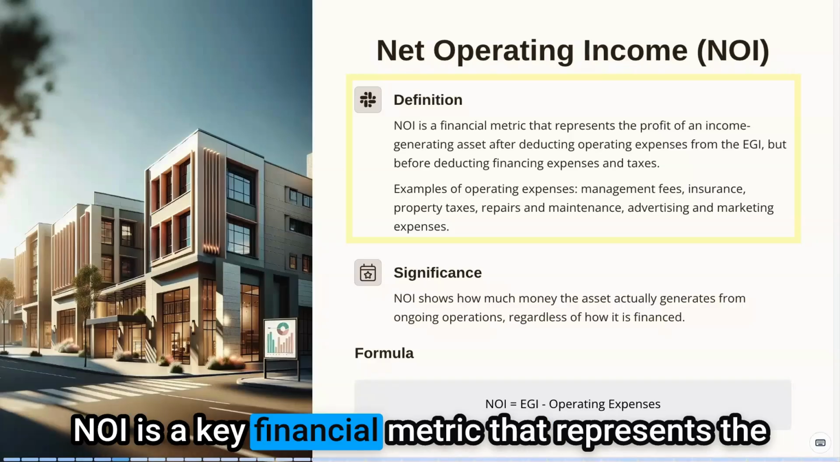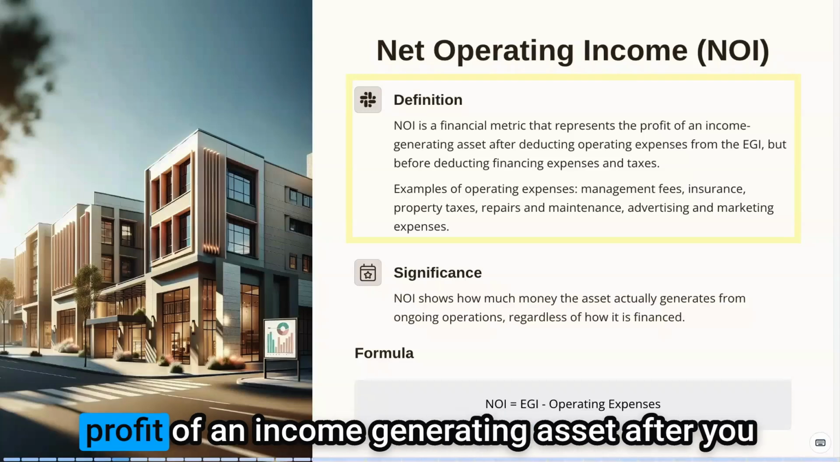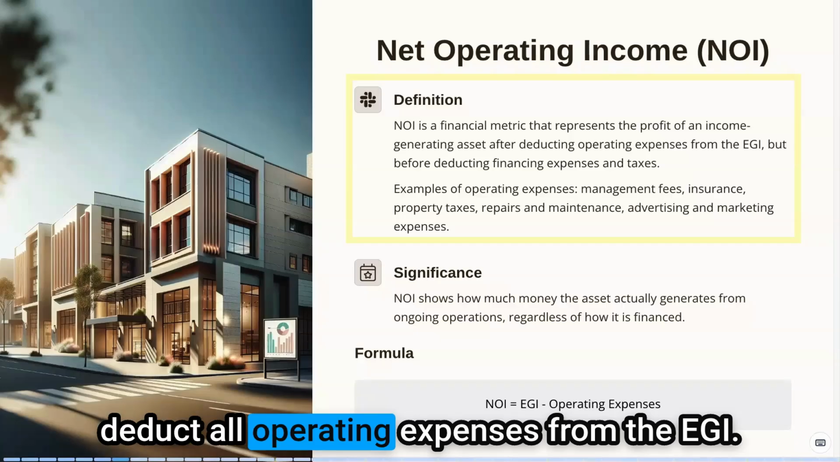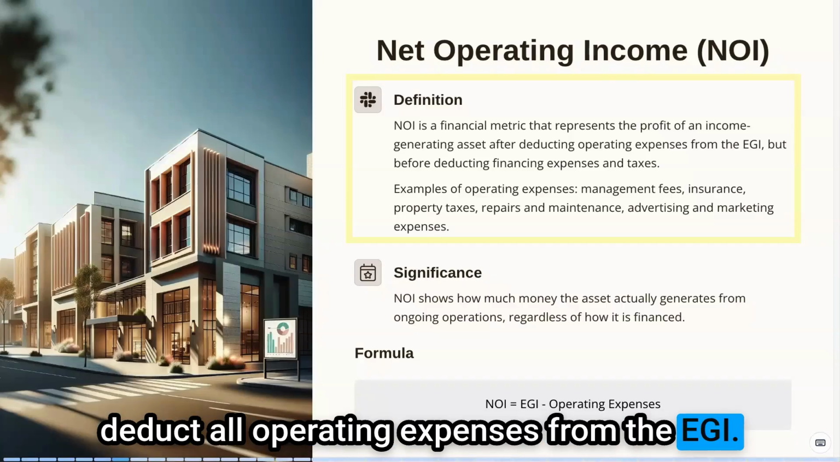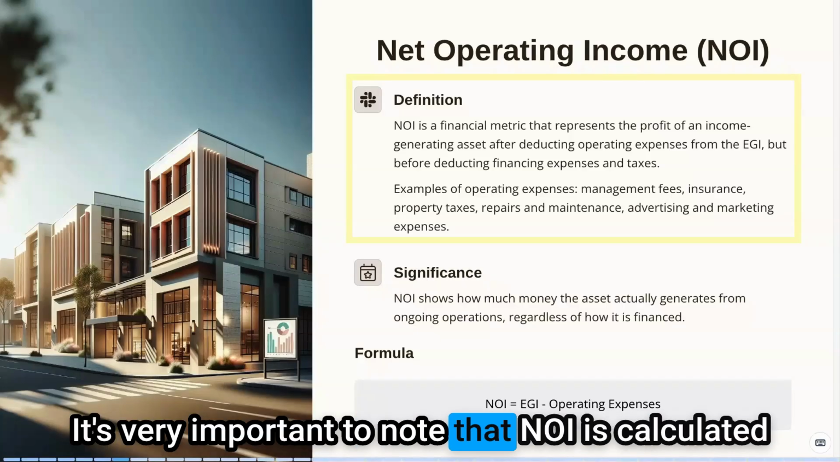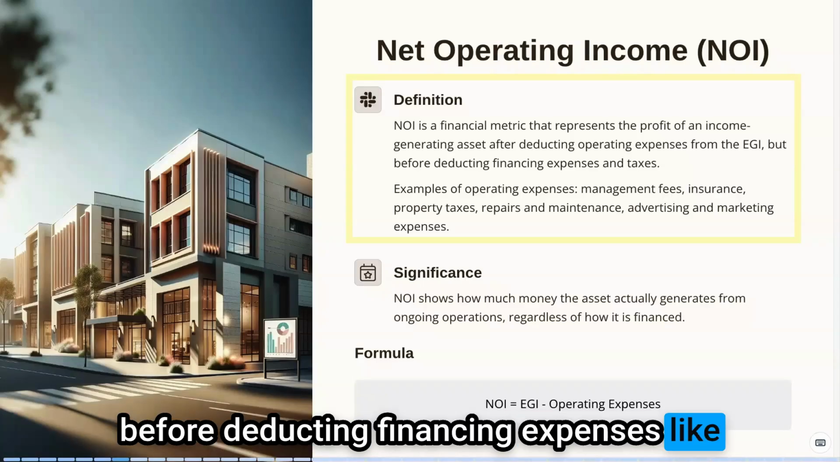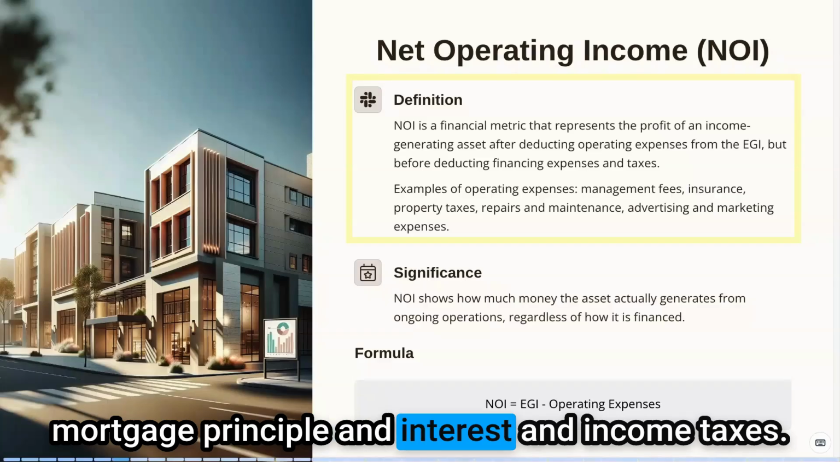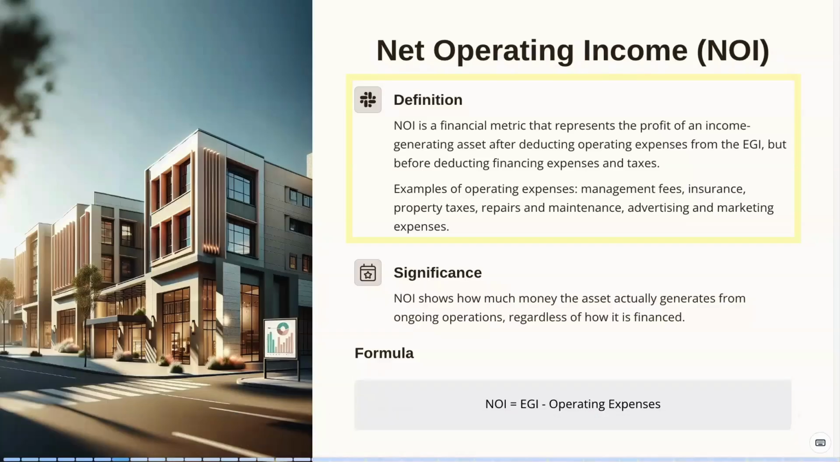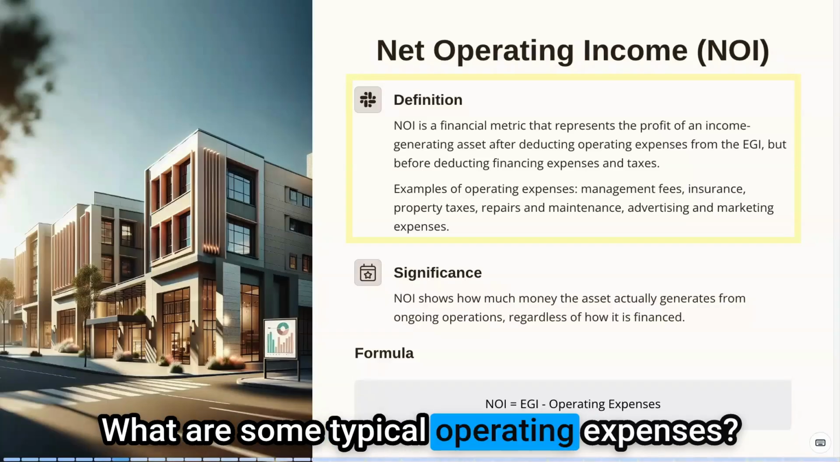NOI is a key financial metric that represents the profit of an income-generating asset after you deduct all operating expenses from the EGI. It's very important to note that NOI is calculated before deducting financing expenses like mortgage principal and interest and income taxes. What are some typical operating expenses?